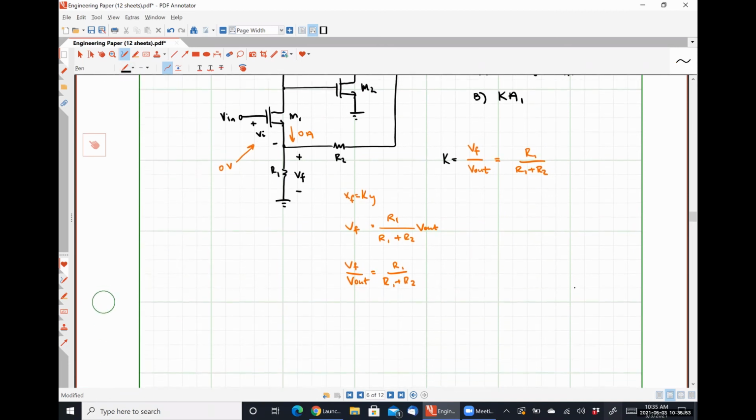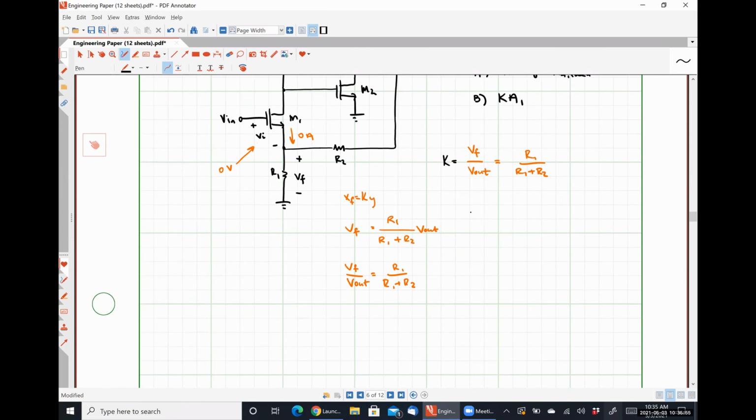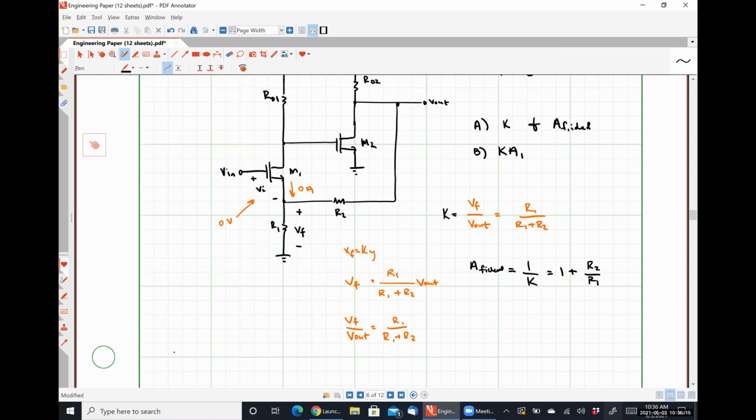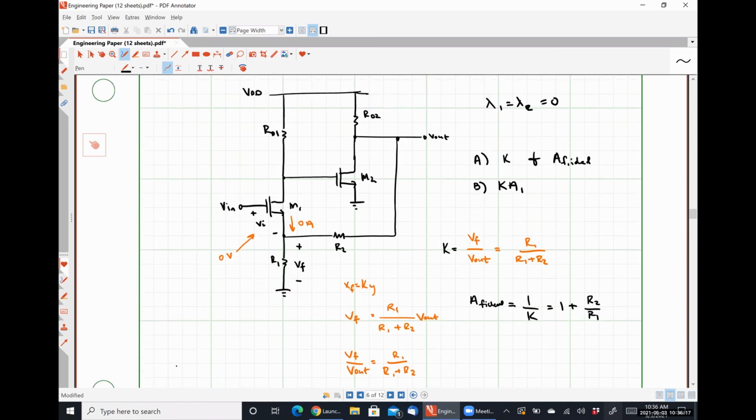From this, our ideal gain is 1 over K, which is just 1 plus R2 over R1. So even though everything other than these two resistors looks wildly different than a non-inverting op amp, from the ideal case, this is exactly how it feels.